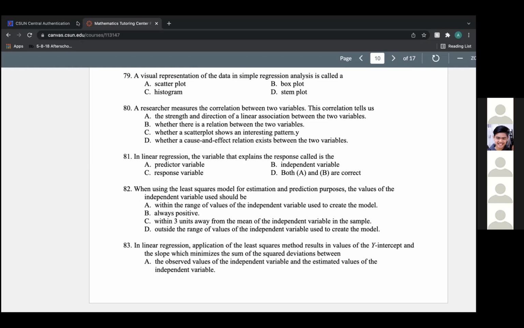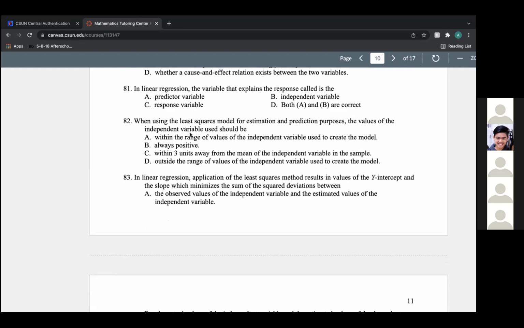I don't know. They don't have that here. So we have to think about what else there is. It's also the independent variable because the X one is the independent. Y depends on X. So X is independent. And it's also the predictor variable because it predicts what the outcome is going to be. So we've used predictor, explanatory, or independent interchangeably. It's actually all three of them. In this case, the answer is D. Both A and B are correct. Got it.